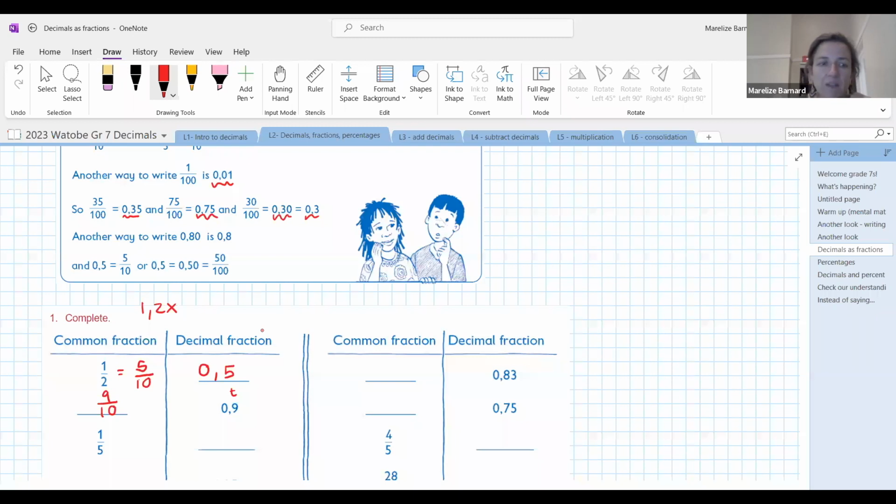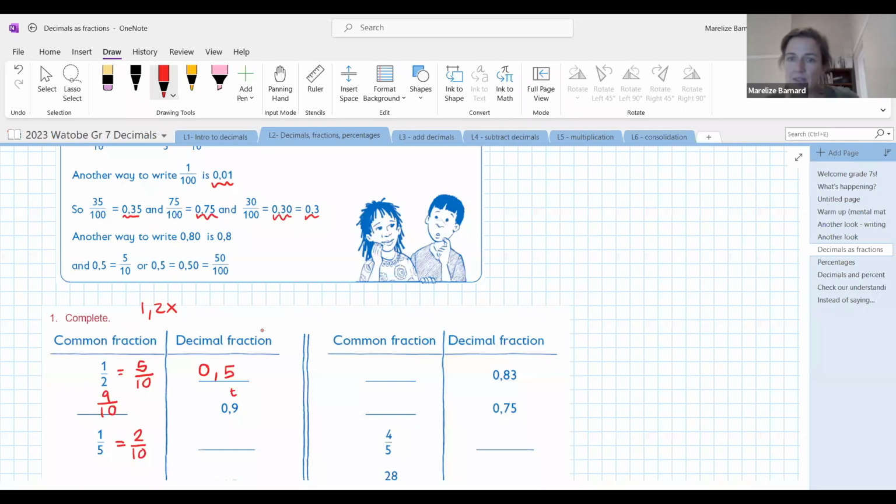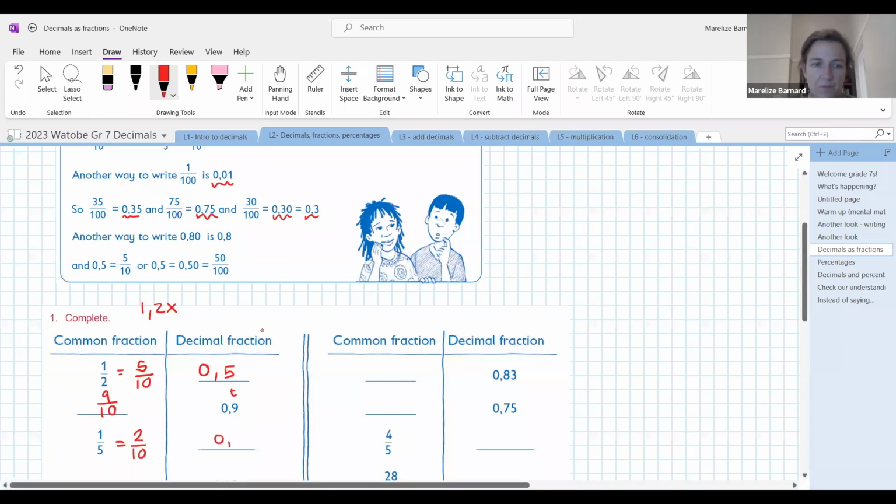Okay, now what about a fifth? Let's do that same thinking again. If I have to say a fifth, how many tenths would a fifth be? How many tenths in a fifth? There's 2. Nice, Anya. So 2 tenths, how do I write that as a decimal? 2/10 as a decimal is 0,2.